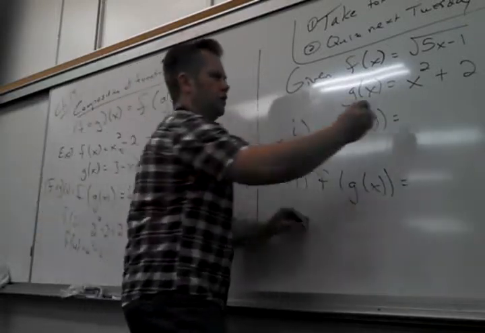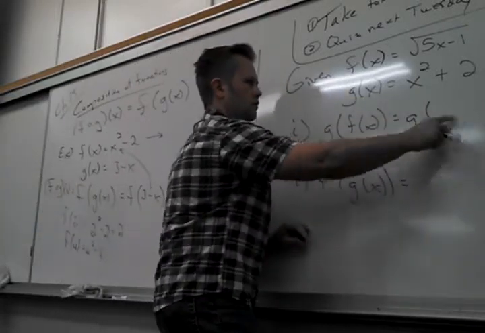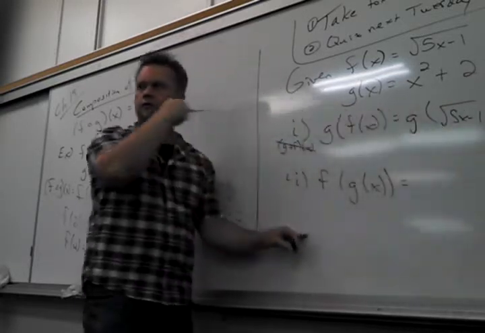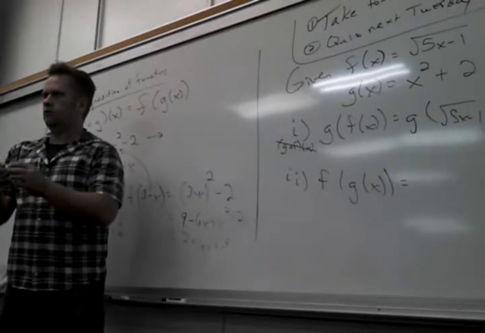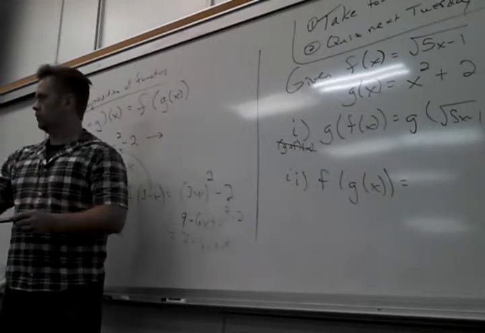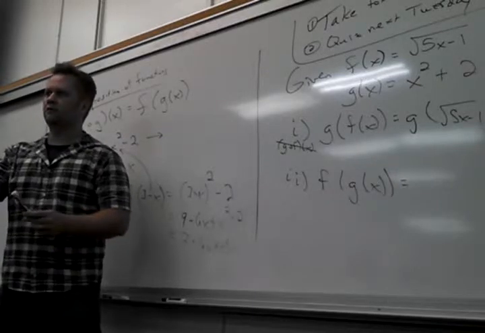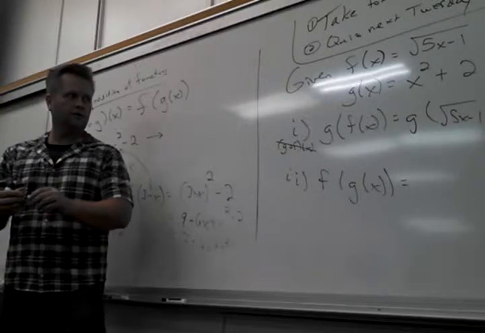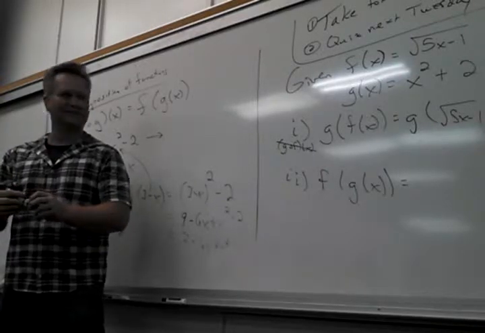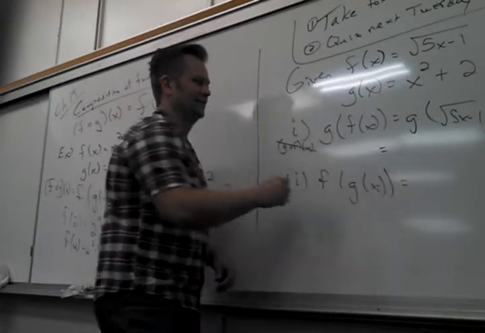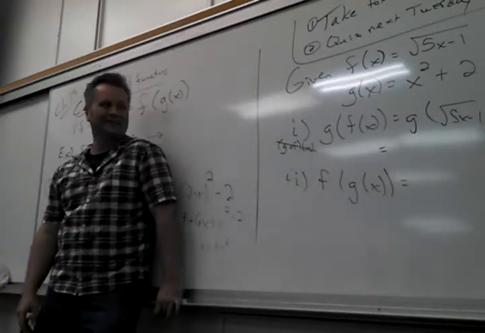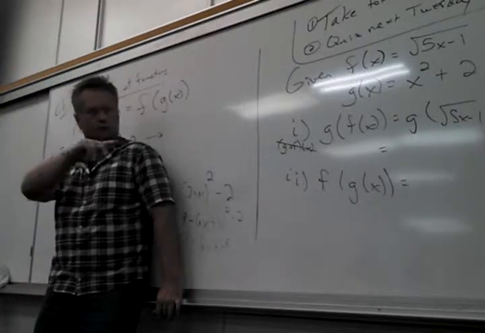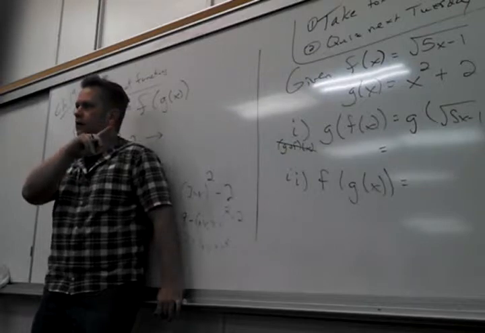So real quick, just to help you along, what am I plugging into g? Square root of 5x minus 1, right? That's what f of x is. Wait, hold on. Stop talking. That's better. So then you just plug in root 5x minus 1, you just plug it in place of x.